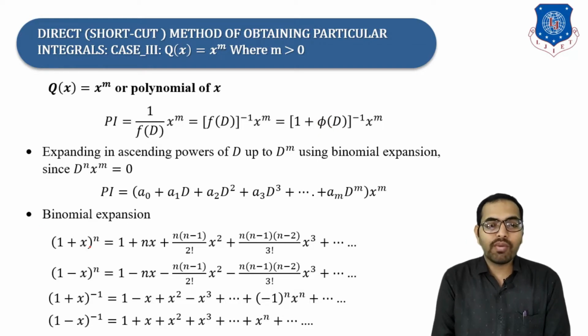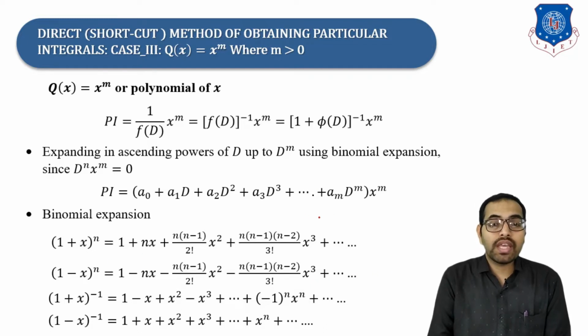Here we have the formula for the binomial expansion. 1 plus x raised to n is equal to 1 plus nx plus n into n minus 1 by 2 factorial x square plus n into n minus 1 into n minus 2 by 3 factorial x cube and so on. Similarly for 1 minus x raised to n, it is 1 minus nx plus n into n minus 1 by 2 factorial x square minus n into n minus 1 into n minus 2 by 3 factorial x cube and so on.